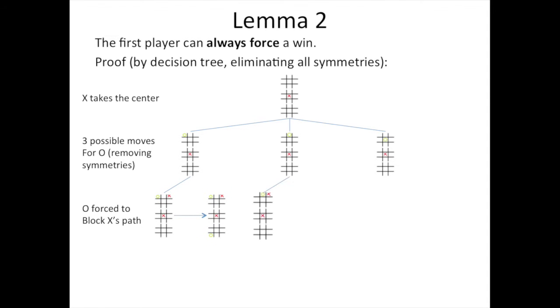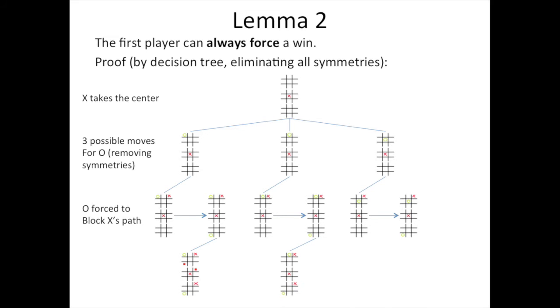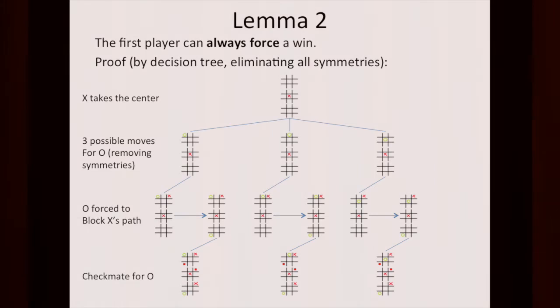Next thing, X will take its turn, and O will always be forced to block X's winning path, as shown by the diagram. Again, X will take its turn, and this time it will be a checkmate for the O, as there are 2 paths that should be blocked at once, and that's not possible. Therefore, X, or the first player, can always force a win.